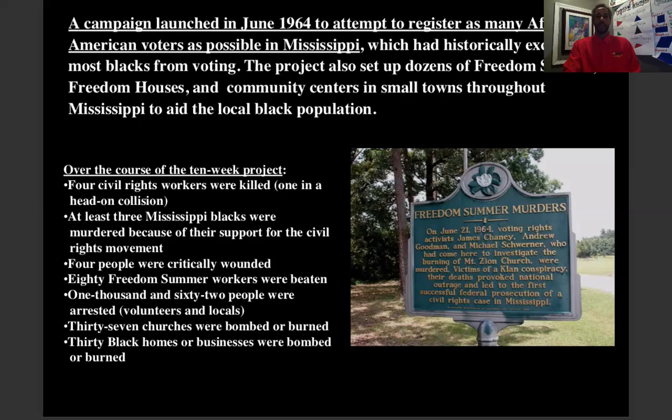Here we have a campaign launched in 1964 to get as many African American voters registered. This ended in a lot of violence as 4 civil rights workers were killed, 3 Blacks were murdered because of their support, 4 people were critically wounded, 80 Freedom Summer workers were beaten, 1,062 people were arrested, both volunteers and locals, 37 churches were bombed or burned, and 30 Black homes or businesses were bombed or burned.